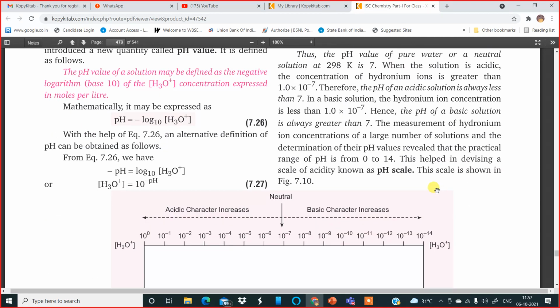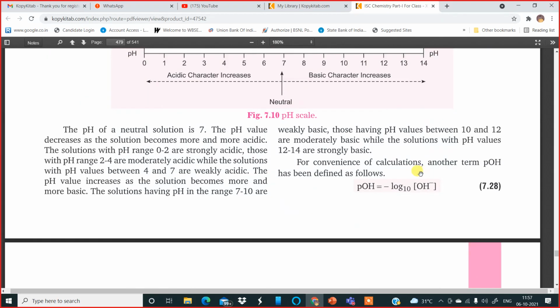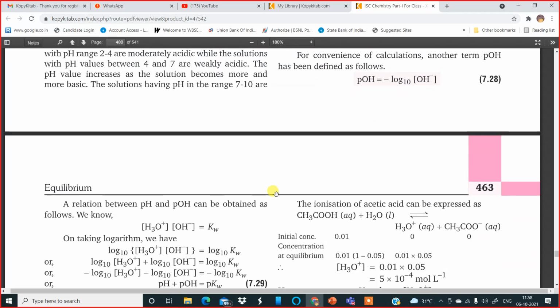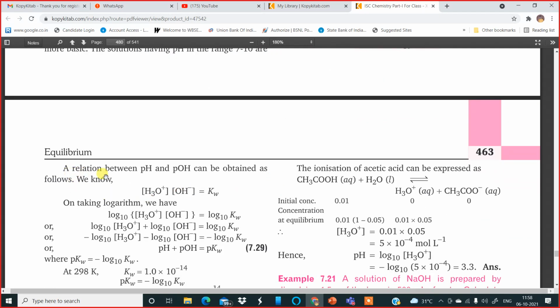Now, we will move further and talk about the pOH scale also. For convenience of calculations, another term, pOH, potential of hydroxyl ion, has also been defined. Potential of hydroxyl ion is equal to the negative logarithm to the base 10 of hydroxyl ion concentration. Based on this, a relation between pH and pOH can be obtained as given below: concentration of hydronium ion into concentration of hydroxyl ion is Kw.